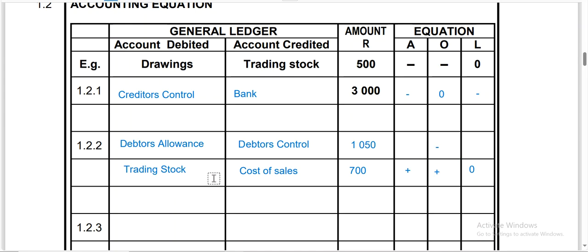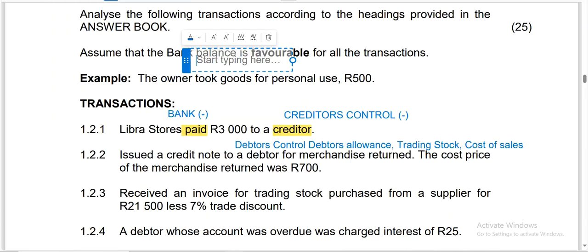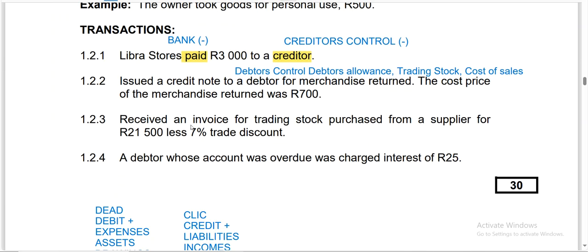In this case, it is decreasing my profit. Okay, and remember, we are saying debit debtors allowance, credit debtors control. So it will be a minus to my owner's equity, and also a minus to my assets, because my debtors are also decreasing. So it will be a minus minus.